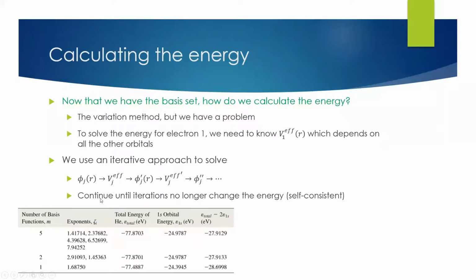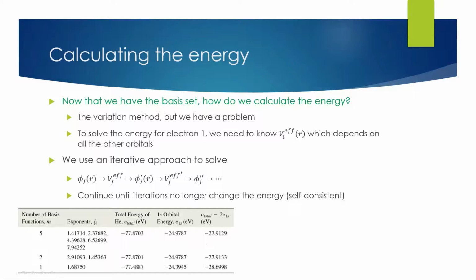However, we can see that that is not the case. So here, the total energy is -77.8, when the 1s orbital energy is about -25. So if we doubled -25, we get -50, and we're way off. Now, why are we way off?